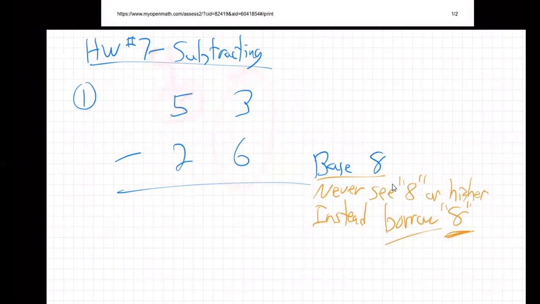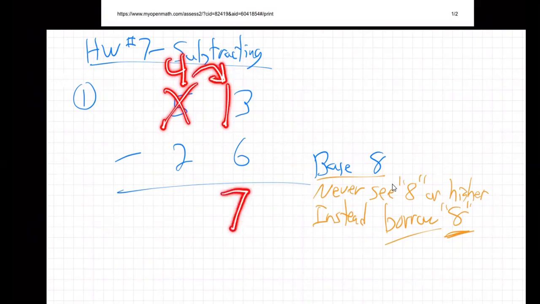Now, what do we do in our system, in base 10? If this was a base 10 problem, you know what we would do, right? We would cross this out, make it a 4, and I'd put a 1 there, right? I'd bring a 1 there, making that 13, and then 13 minus 6 is 7, 4 minus 2 is 2. That would be how I would do the problem in base 10 in our system.